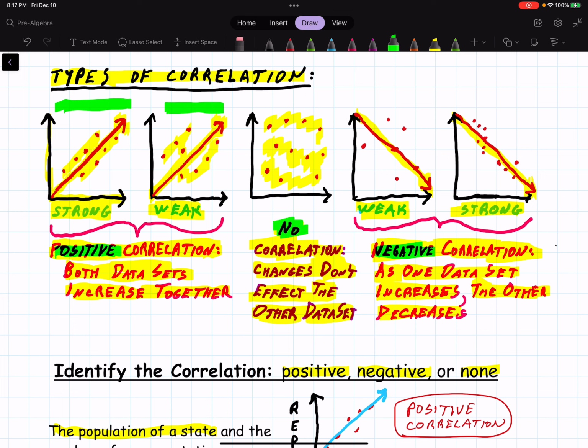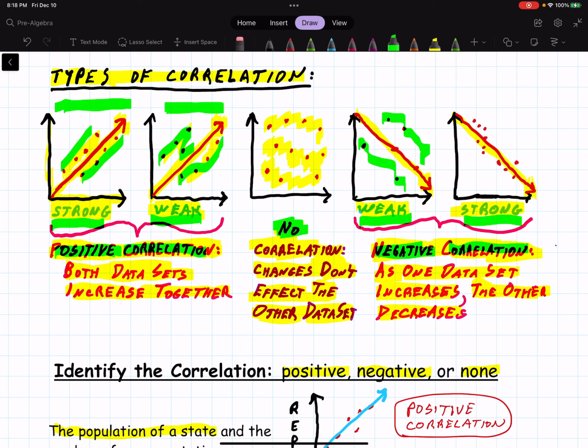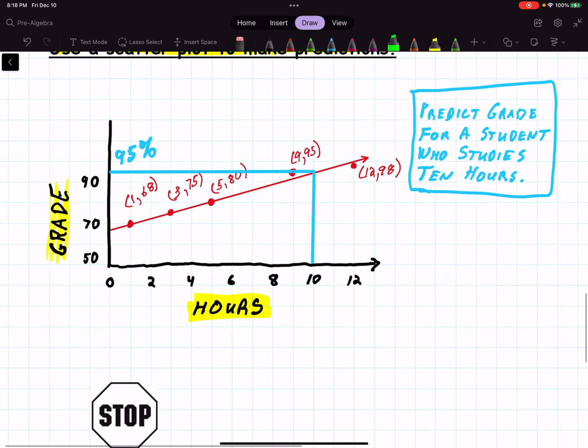When I have a correlation of some type, either positive or negative, I may have a strong or a weak correlation based on how close my data points are to the line. And that's strong or weak negative correlation, strong or weak positive correlation, or no correlation whatsoever. And that is basically the end of the lesson.